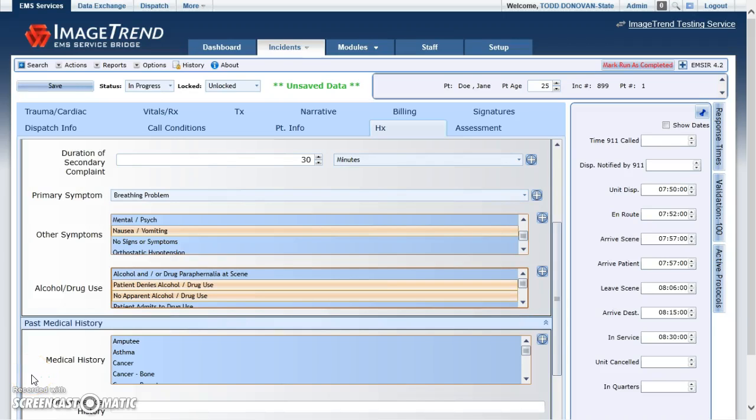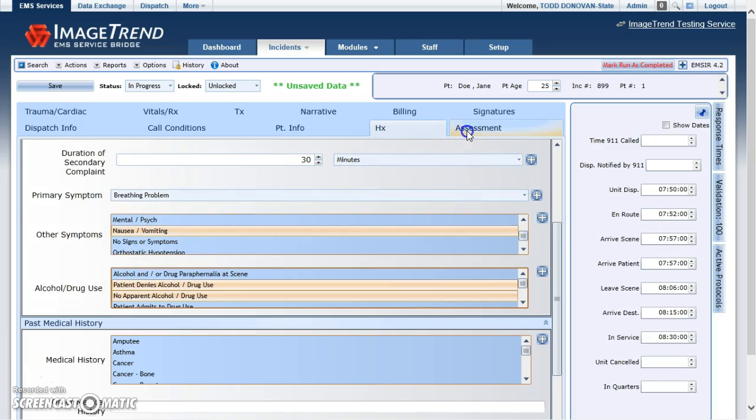Today I'd like to talk about the difference between primary symptom and provider's primary impression. I'm often asked, what is the difference between the two? And the best way I can describe it is primary symptom is exactly that. In this case, it's the primary symptom of this patient, or the most dire symptom of this patient that we're talking about, is breathing problem.